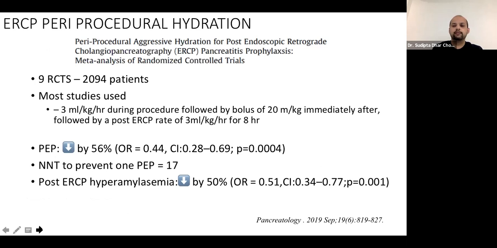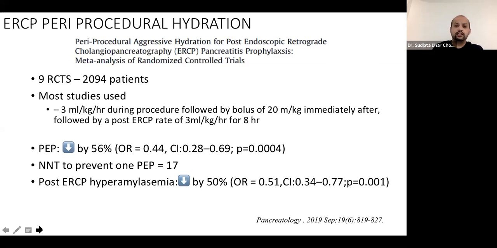Despite this, we still get pancreatitis. And another new way of dealing with or mitigating this risk of post-ERCP pancreatitis is peri-procedural hydration. Now, this is a meta-analysis of 9 randomized controlled trials, including 2,094 patients. Most of the studies used Ringer's lactate at a flow rate of 3 ml per kg per hour during the procedure, followed by a bolus of 20 ml per kg immediately after the procedure, followed by a post-ERCP rate of 3 ml per kg per hour for 8 hours.